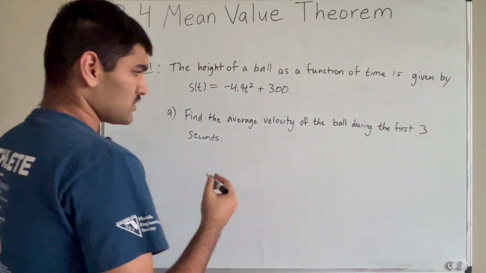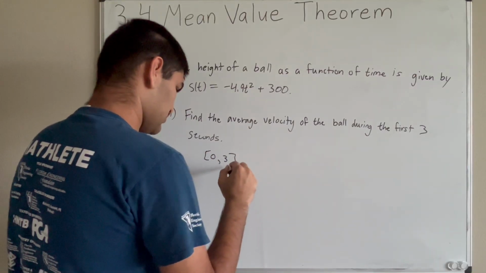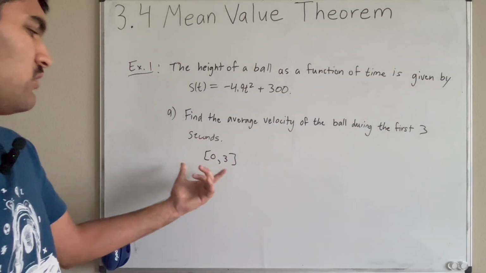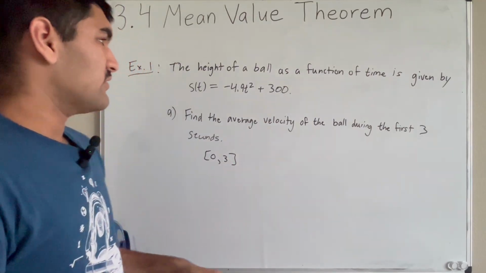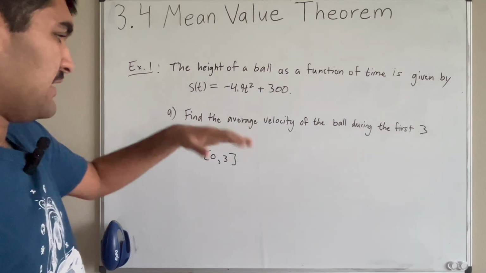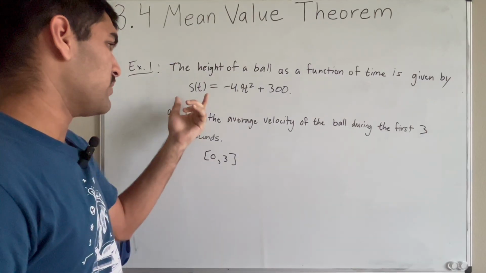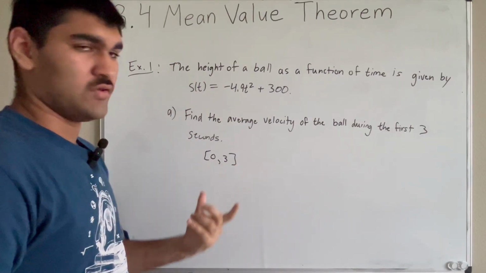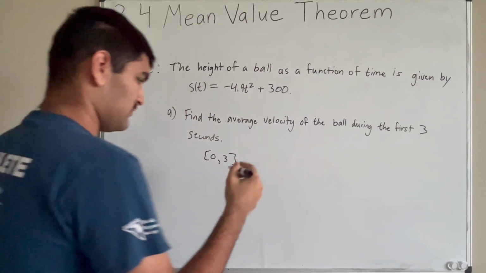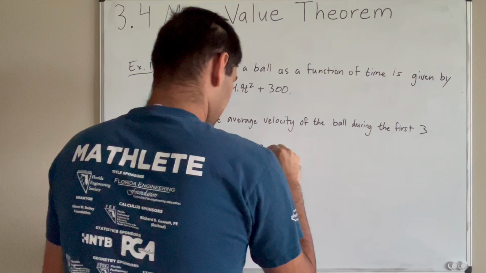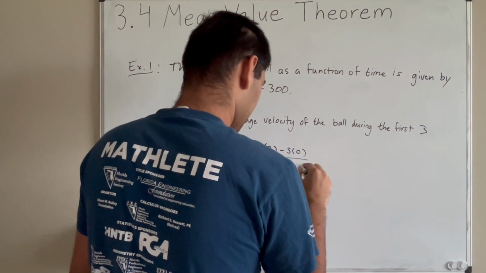All right, so essentially, the first 3 seconds is the interval from t equals 0 to t equals 3. So we have to find the average velocity of the ball on this interval. If we strip away the physics jargon like height and velocity, what this is really asking us to find is the slope of our s of t on the interval 0 to 3, right? So we just have to find the average rate of change of s on this interval, and that's just equal to s of 3 minus s of 0 all over 3 minus 0.